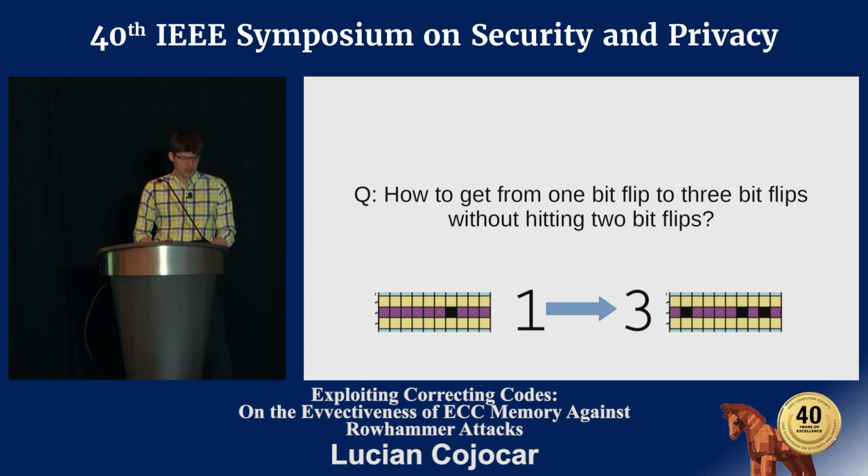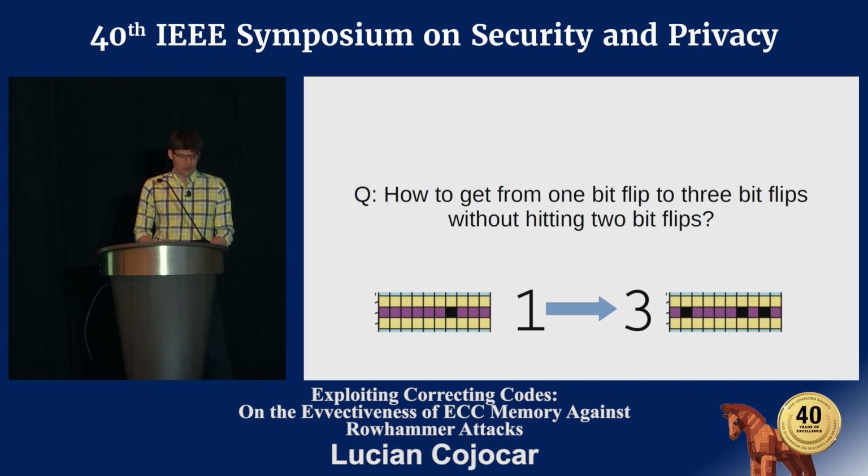Let's see how it works. Well, the question is how we can get from 1 bitflip to 3 bitflips without causing these crashes, so without having two bitflips. By the way, here I'm using 1, 2, or 3, but in practice, it really depends on how ECC is implemented. And these are some example guarantees that ECC can give. But I'm going to stick with these numbers now for simplicity.